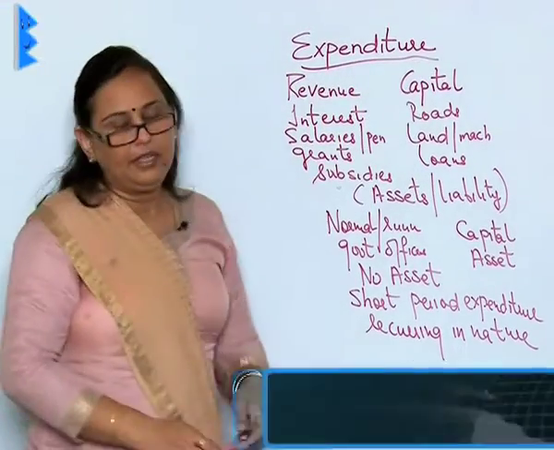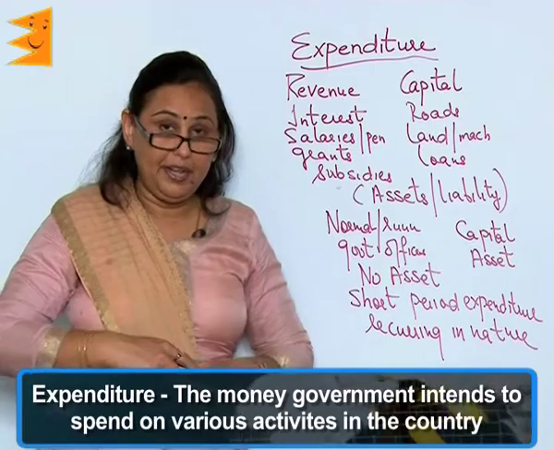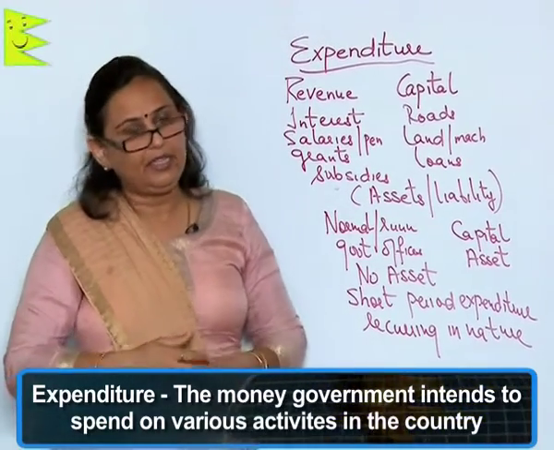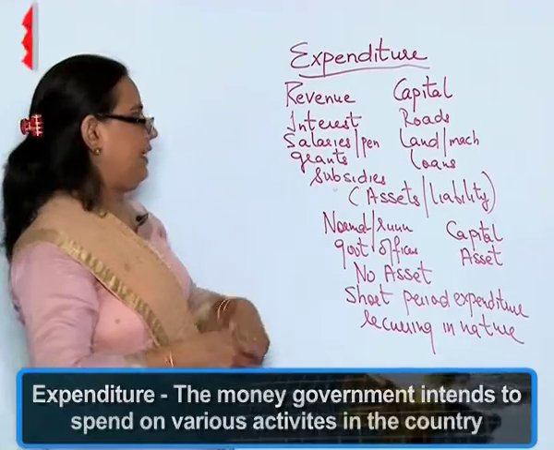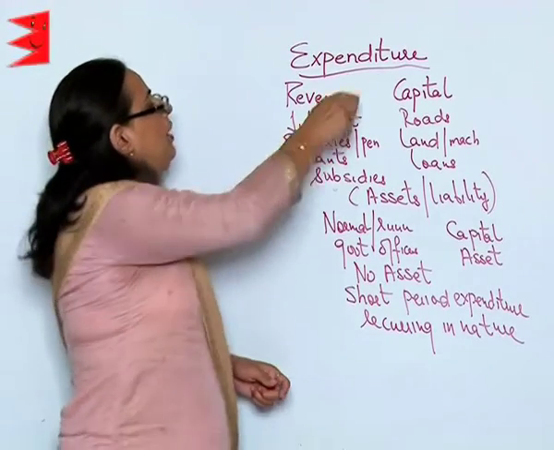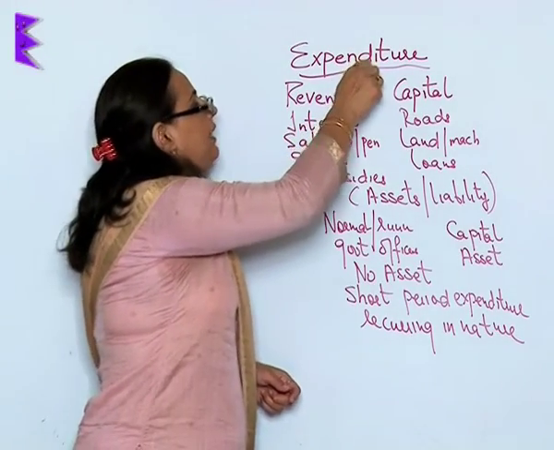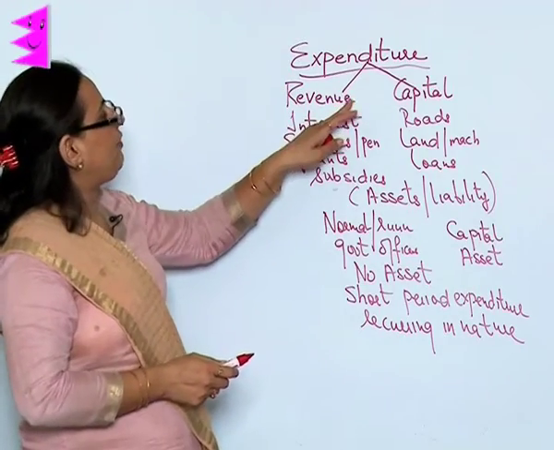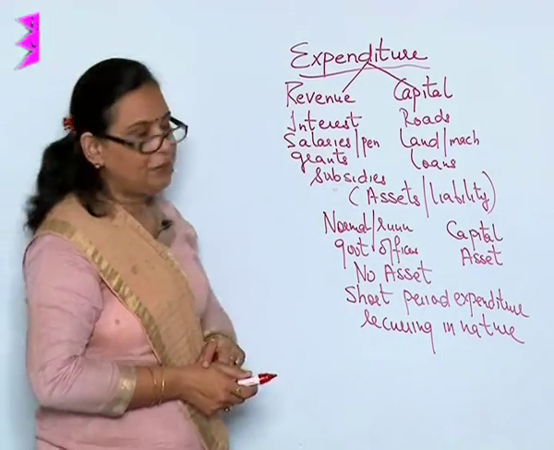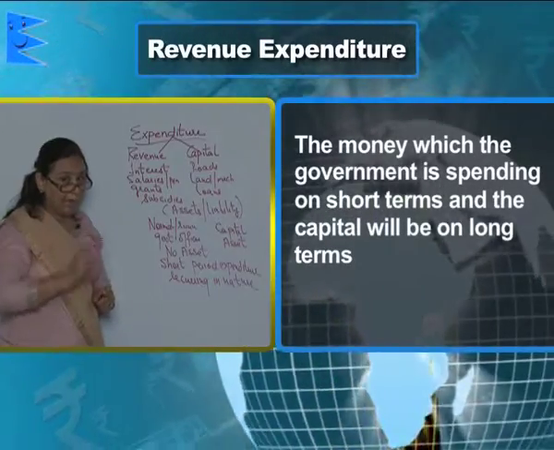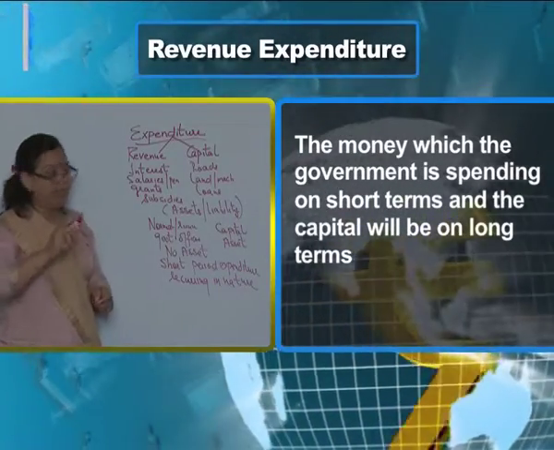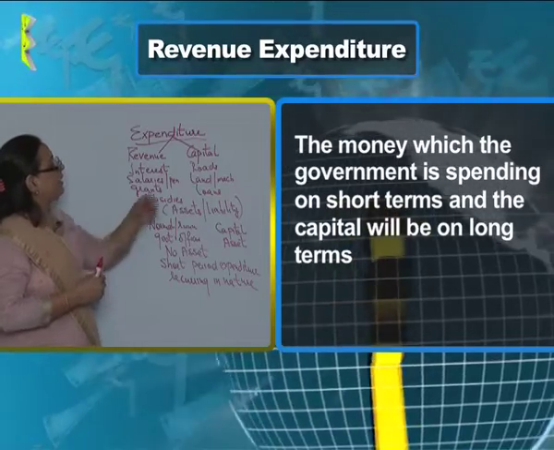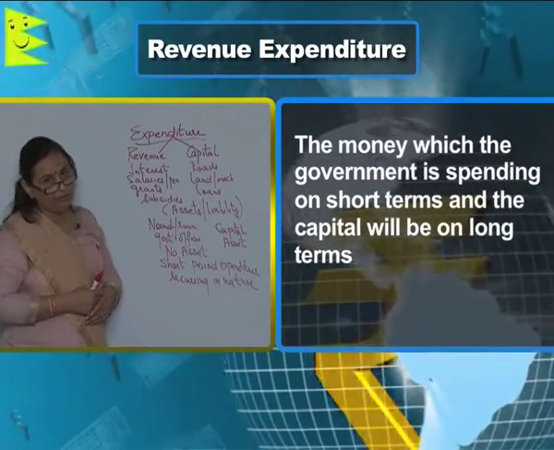Expenditure means the money that the government intends to spend on various activities in the country. And again, it will be subdivided into two, the revenue expenditure and the capital expenditure. When I talk of the revenue expenditure, it means the money which the government is spending on, say, short terms, and the capital will be on long terms.